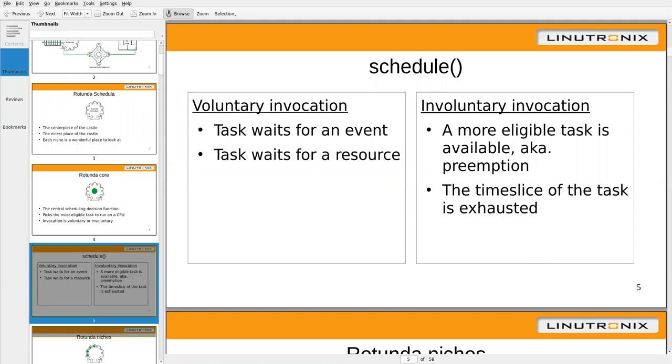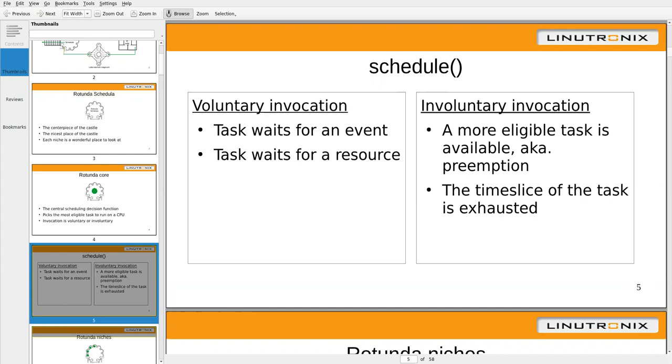Voluntary invocation is when a task says, hey, I want to wait for an event, or I have to wait for a resource to become available. Waiting for an event, you can say, I want to sleep for a specified amount of time and then be woken up again. Or I wait for a data packet to arrive over the network, or whatever it is.